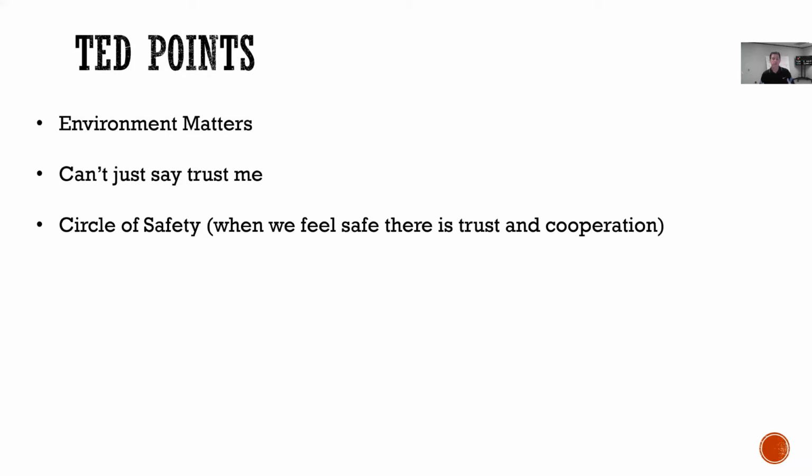Third, the circle of safety. When we feel safe, there's trust and cooperation. Really think about that. Just think about some place you feel safe, whether that's your family, a work environment, a team, school, a group of friends, some circle that when you're part of, you feel that you're very safe. If you really think about that, then that is where trust and cooperation happens.